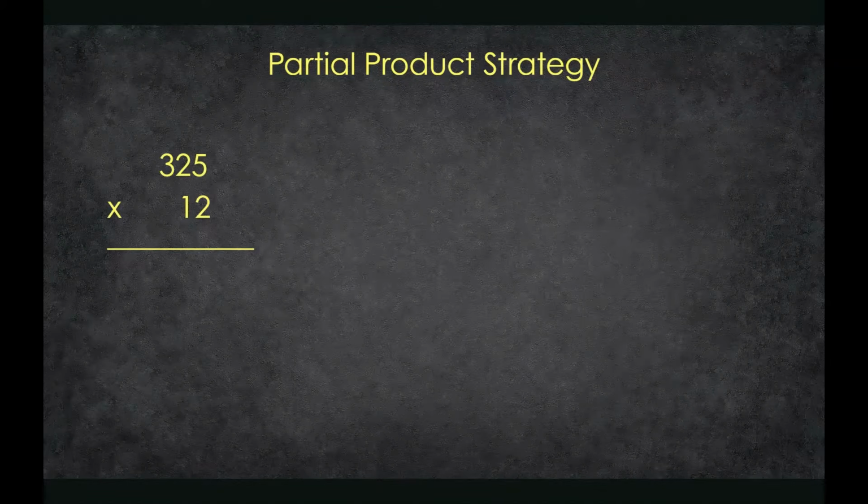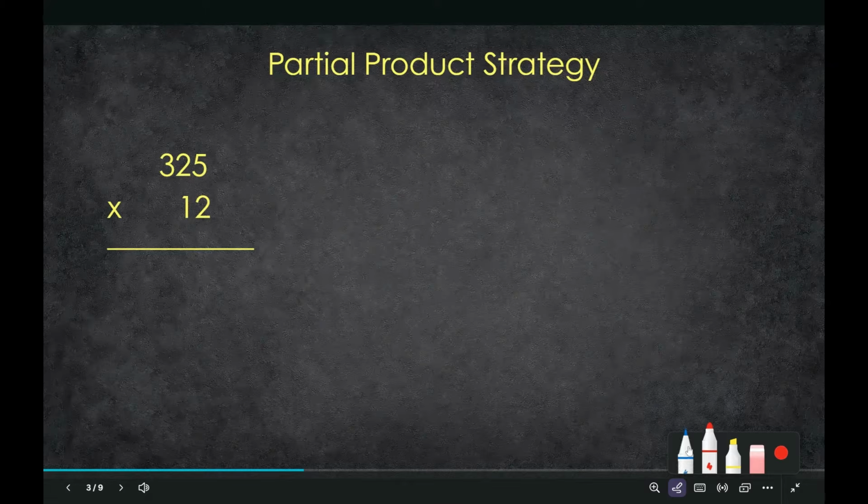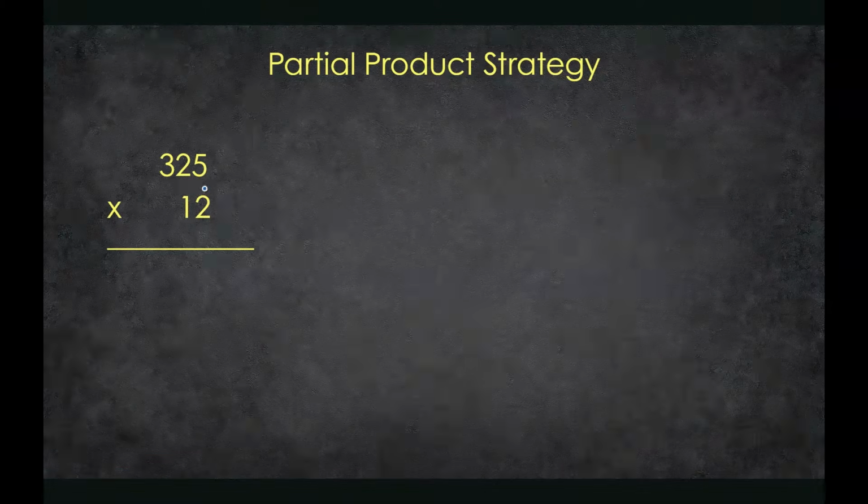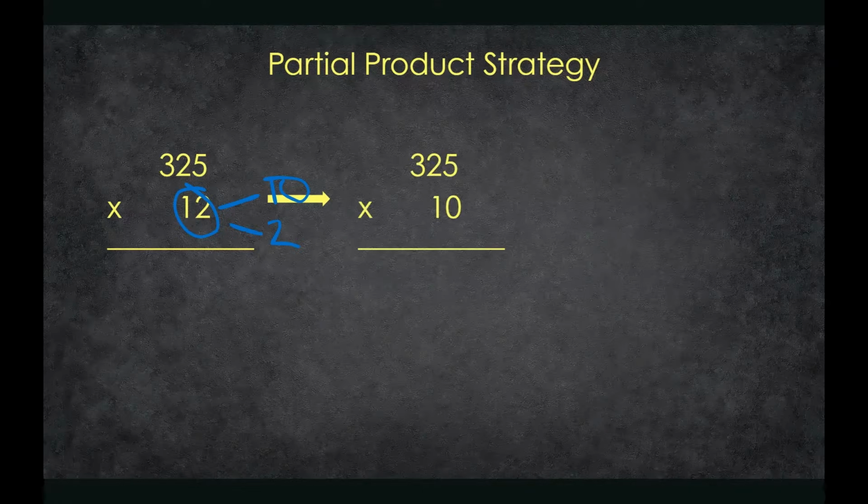All right, so let's start off with partial product strategy. 325 times 12. In the partial product strategy, I'm going to be taking this 12 and making it into a friendly number. I'm going to decompose it. I'm going to take this 12 and make it into a 10 and a 2. I want to multiply 325 times 10 plus 325 times 2. These are a lot easier to work with.